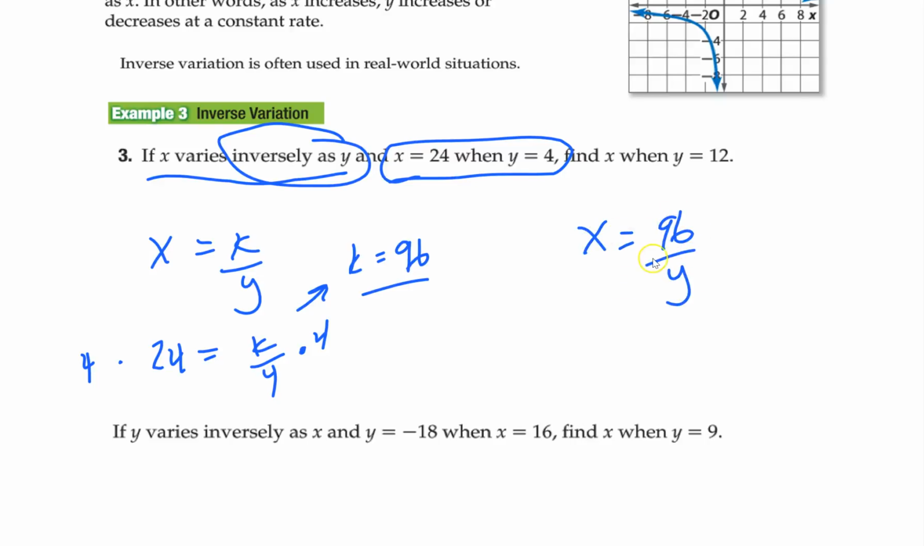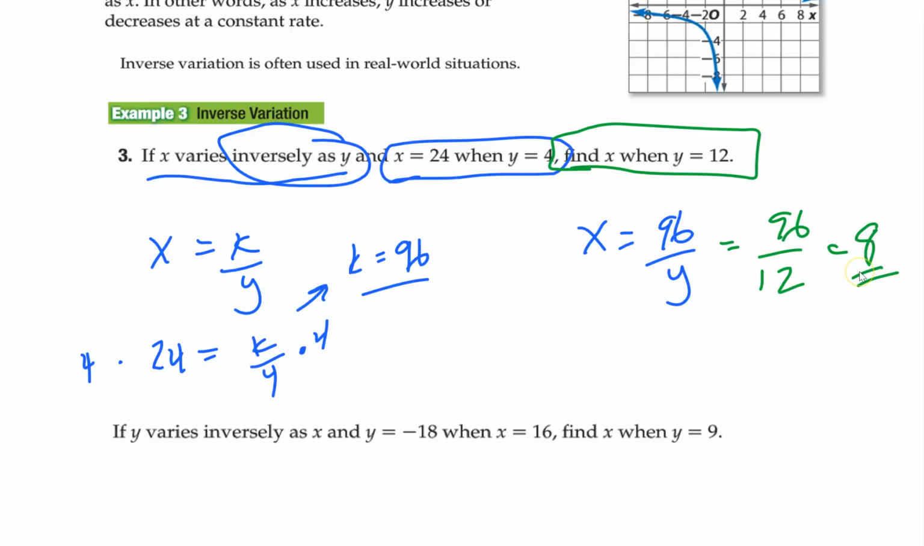So that's my k. And as always, plug that into your equation to get your actual equation. So we have our equation now: x equals 96 over y. And like always, the last thing you do is, once you have your equation, you can do anything you want. Find x when y equals 12, so plug it in. You can simplify that, and I think you get 8. And that's the answer. Again, same concept, just a different way of setting it up.